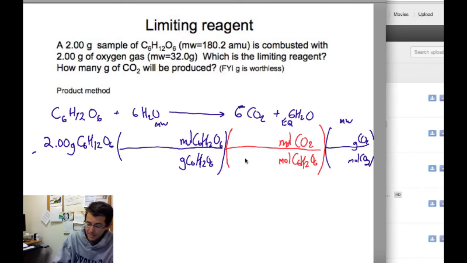Again, this aspect is just the molecular weight, so we know that for every 180.2 grams, that's equivalent to 1 mole from the molecular weight of the sugar. Our stoichiometry says that for every 1 mole of C6H12O6, that is equivalent to 6 moles of CO2.